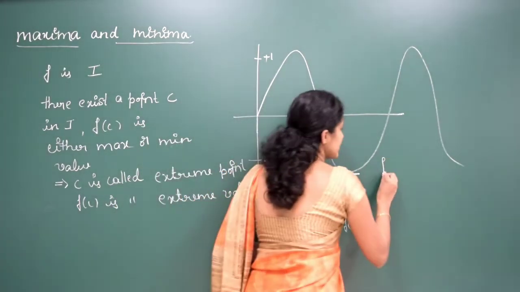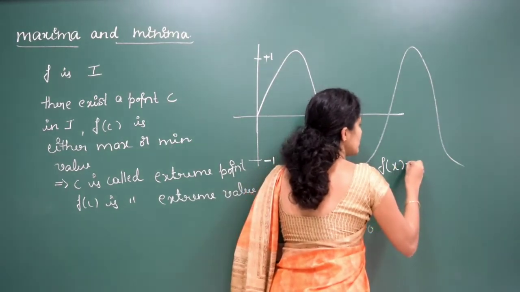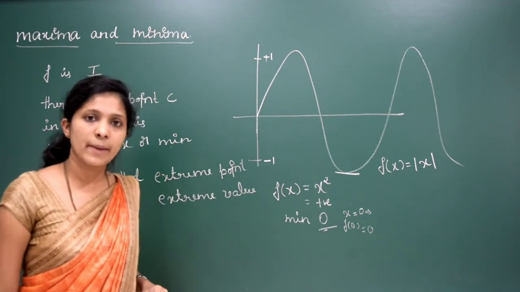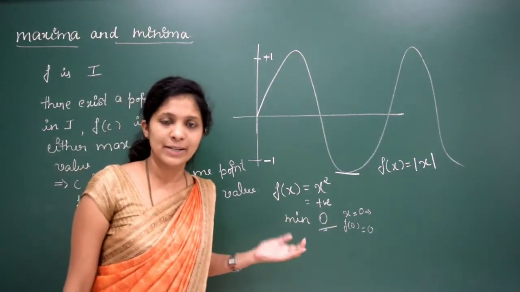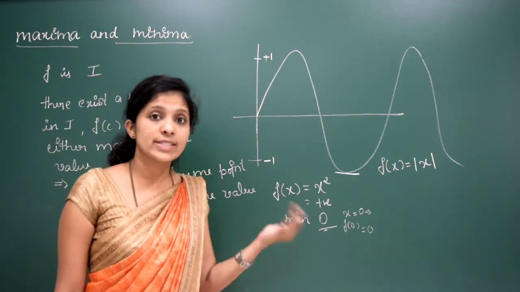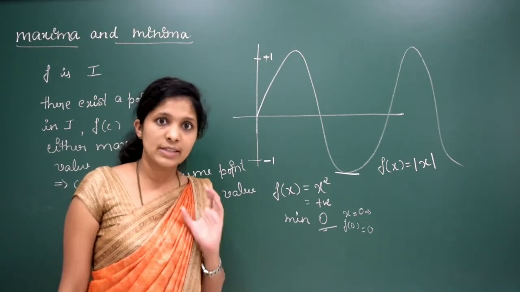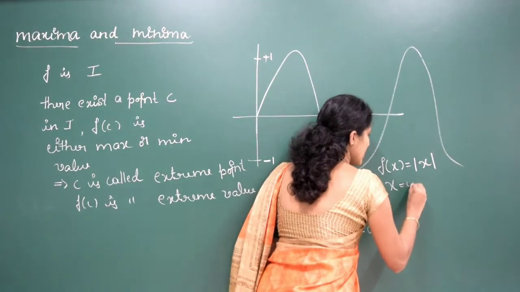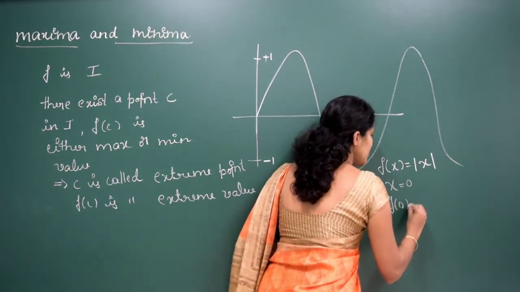Now let us consider another one. F of x is equal to mod x. Now can we say what is the maximum value? It is not possible, right? Because the interval is not defined. Can we say what is the minimum value? Obviously the minimum value will be 0. At x is equal to 0, f of 0 will be equal to 0.